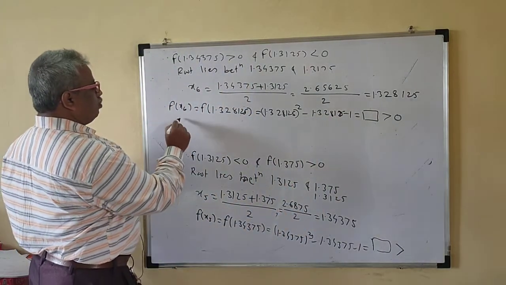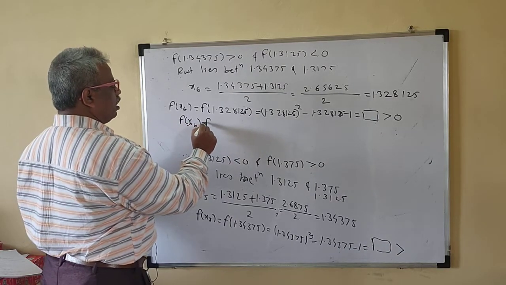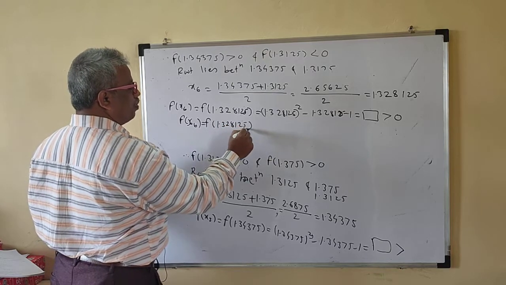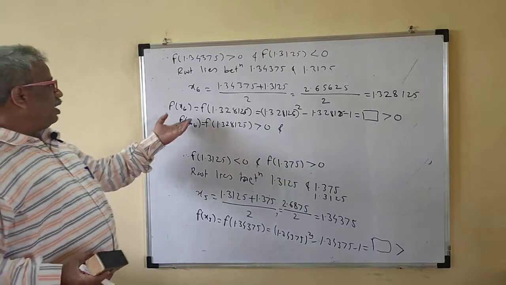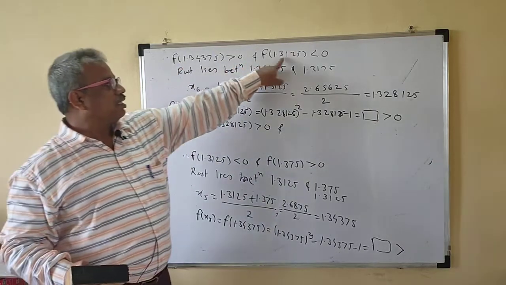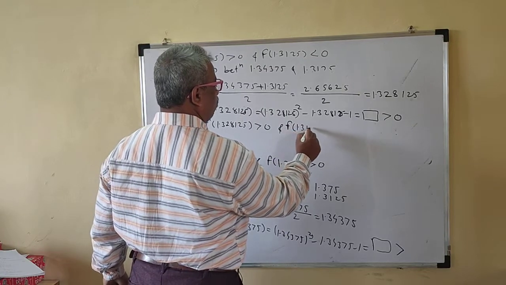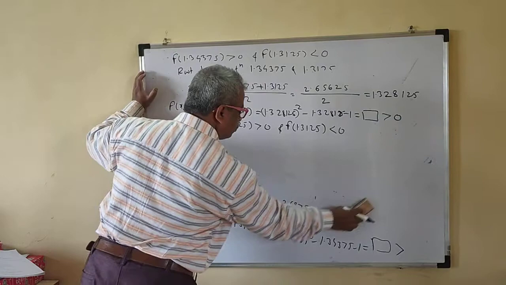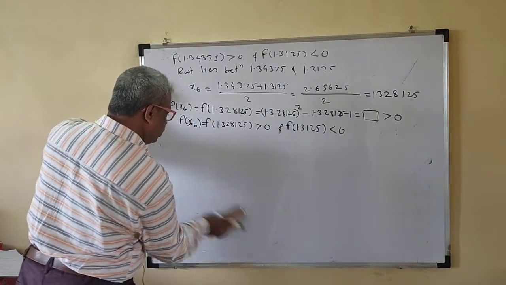Okay, so this is positive. That means f of 1.328125 is positive, and we have to take the latest negative. So the latest negative is this. f of 1.3125 is less than 0. Therefore, the root lies in, very simple.